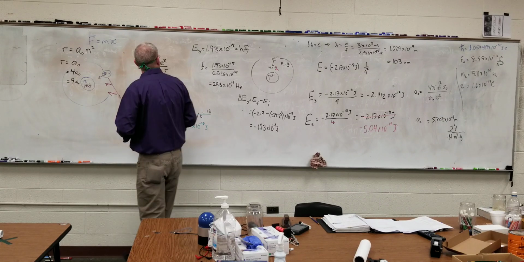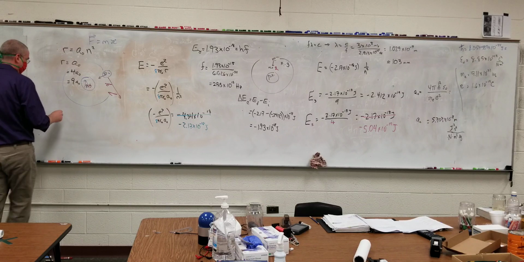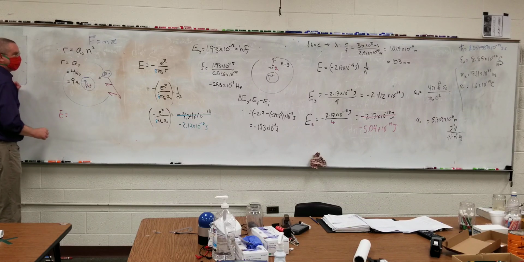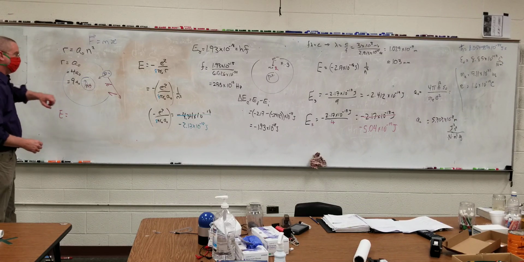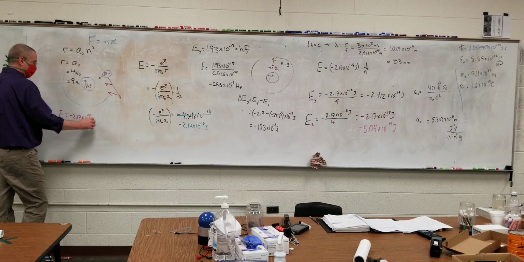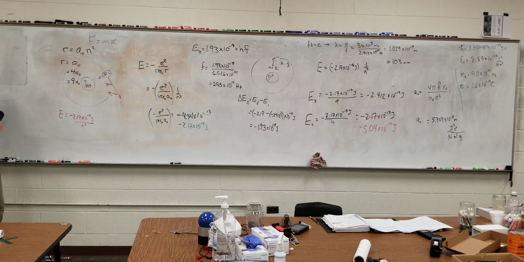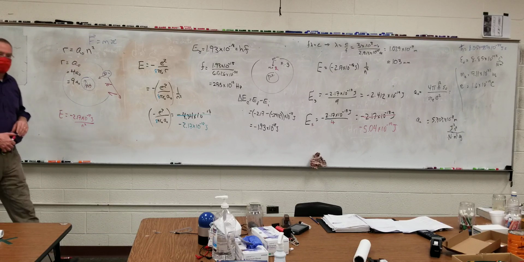And the energy in those levels is equal to negative 2.17 times 10 to the negative 18th joules over n squared. And those are the energy levels for those particular orbital radii.